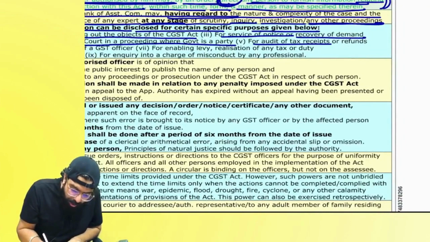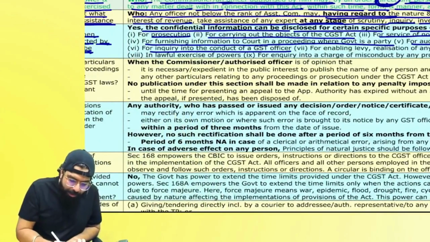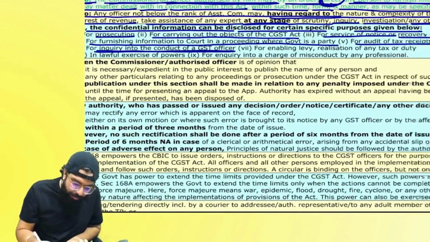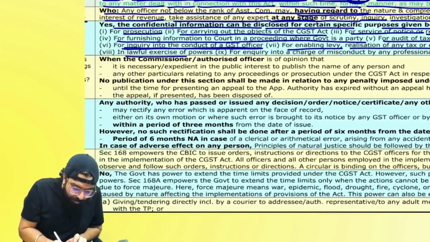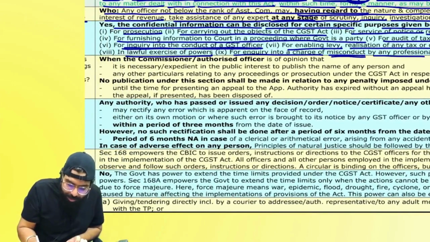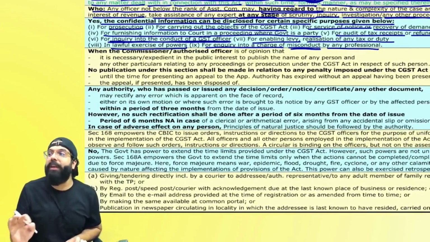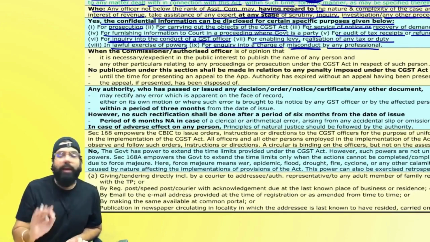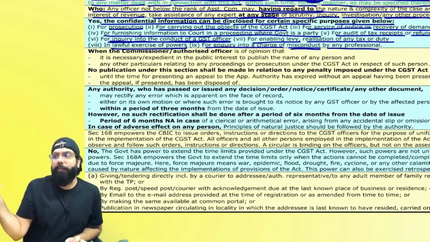Or for audit of tax receipt or refund, for inquiry into a contract, for inquiry into the conduct of a GST officer, for enabling levy and realization of any tax or duty in lawful exercise of power, or for inquiry into a charge of misconduct by a professional. Are we clear, everyone? These are the cases when your information can be disclosed. Other than these cases, your information cannot be disclosed. If an officer goes ahead and discloses your information, he can be fined or he may have to go to jail also. Right, everyone? Offences and penalties chapter.